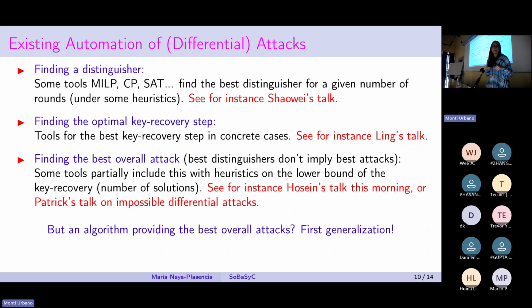Or in Patrick's talk later, even though the main objective of his talk was improving the distinguisher of impossible differential attacks, they also use this lower bound to check what would be the final complexity of the attack in the tool that they implemented. So the question is that an algorithm providing the best overall attacks doesn't exist. And I think that's because first, we should really perform correctly the generalization of this kind of attacks in order to implement the algorithm that we would obtain in a tool that would allow us to then find them.